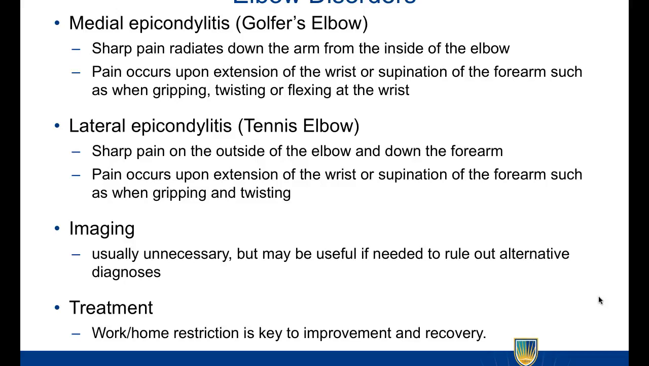Lateral epicondylitis, popularly known as tennis elbow. Pain is often sharp in the lateral epicondyle and radiates from the outside of the elbow and down the forearm. Pain occurs upon extension of the wrist or supination of the forearm, such as when gripping and twisting. There may be weakness in the forearm or a weak grip. Imaging, usually unnecessary, but it may be useful if needed to rule out alternative diagnosis.